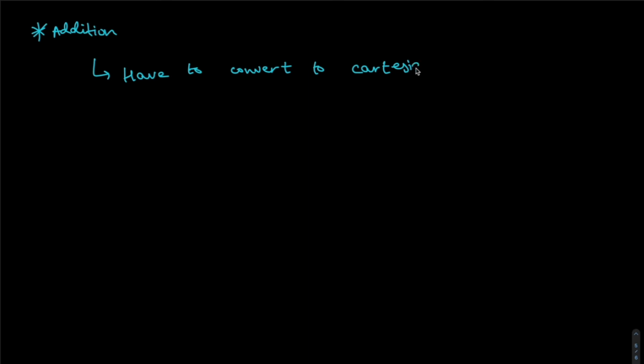You have to convert to Cartesian. So you need it in this form: z is equal to x plus iy. You cannot use the Euler form or the polar form to add two complex numbers, right?